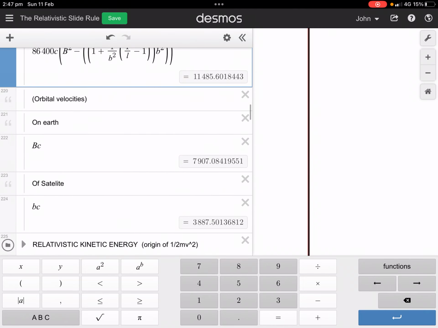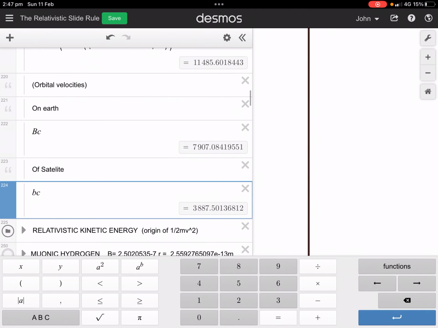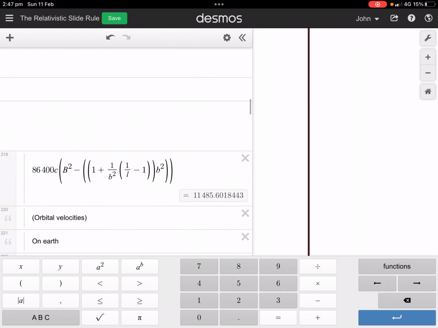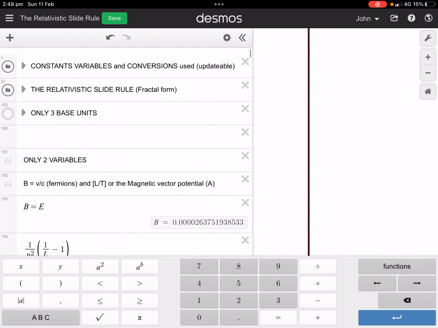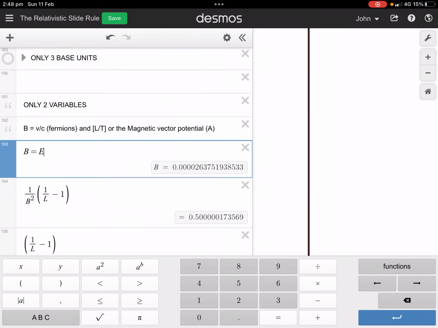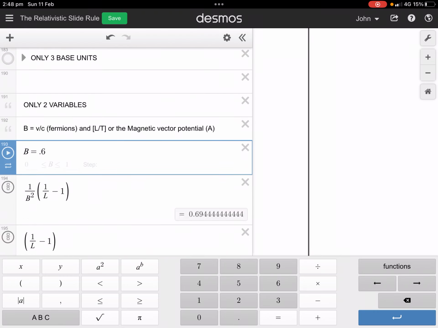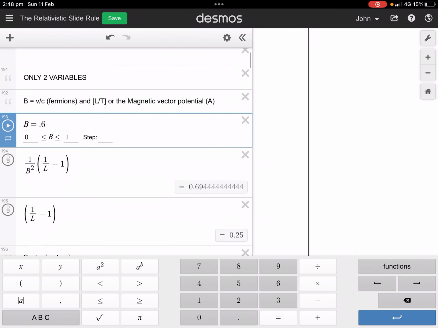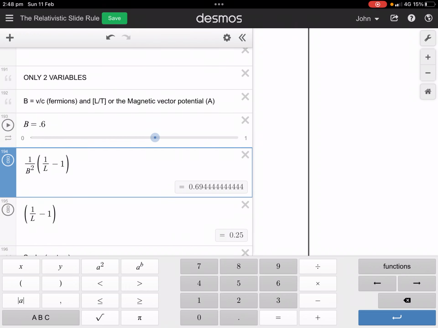And there's our orbital velocities. Okay, so what about an electron traveling at 0.6 C? Well, that's gone up from 0.5 to 0.694 recurring.